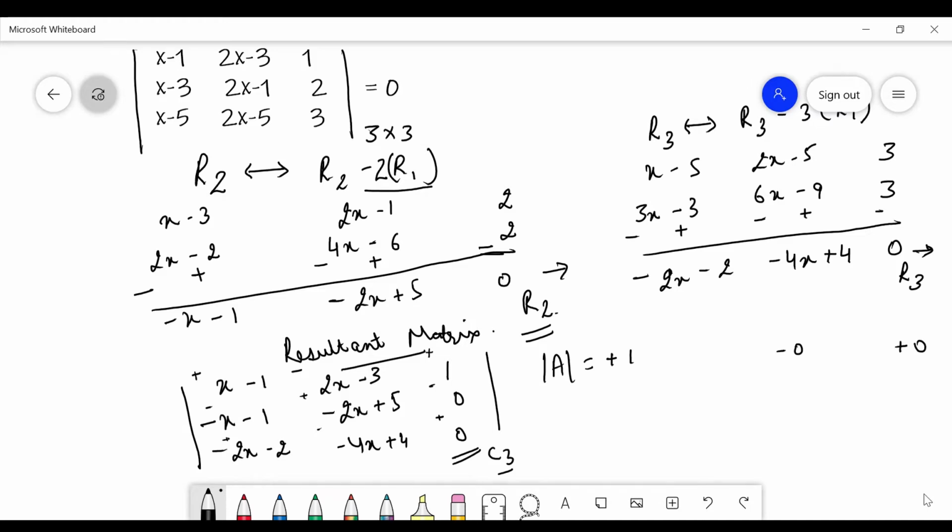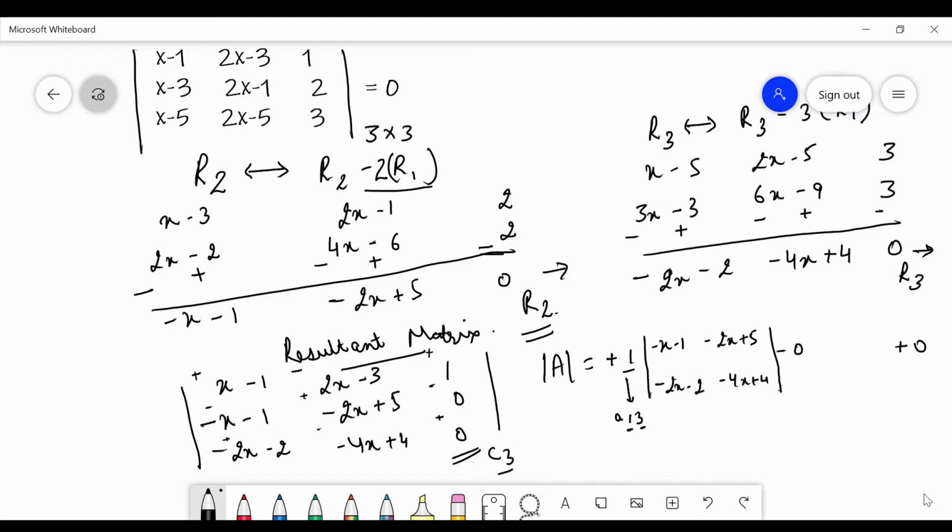If I write here 1, it means that I am not supposed to take the elements of first row and third column in which this one element lies. This value comes under A13. This is my A13 element, which means I'm not supposed to take the elements of first row and third column. Whatever is left, I will take it as minus x minus 1, minus 2x minus 2. Here I will get minus 2x plus 5 and minus 4x plus 4.